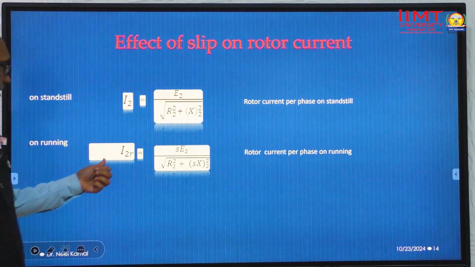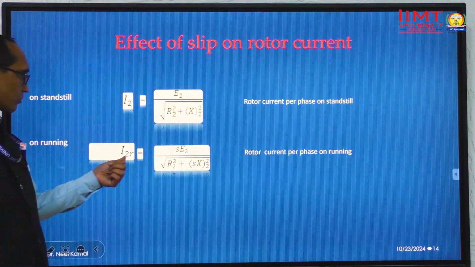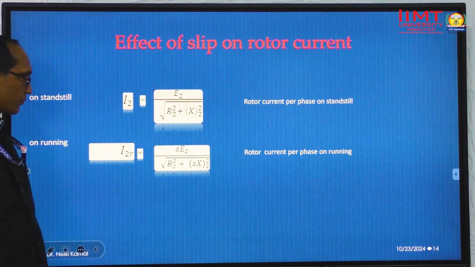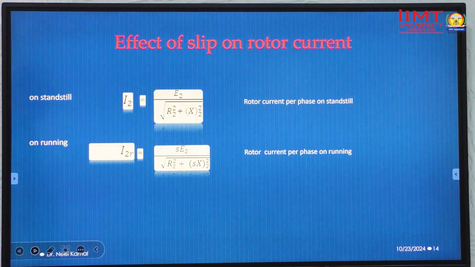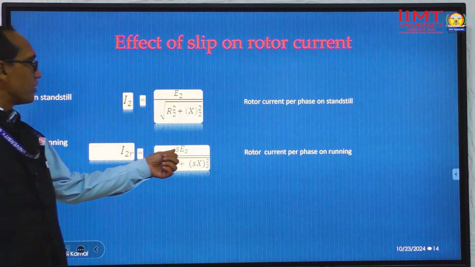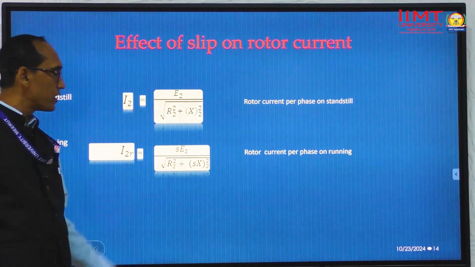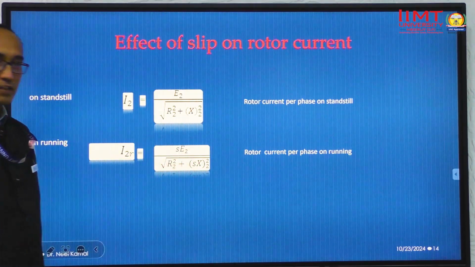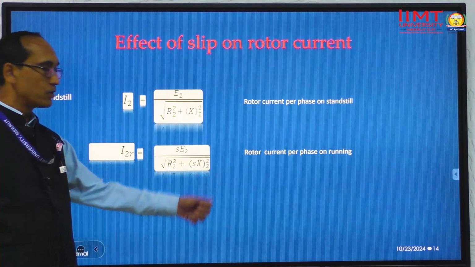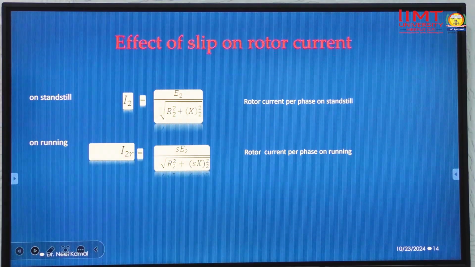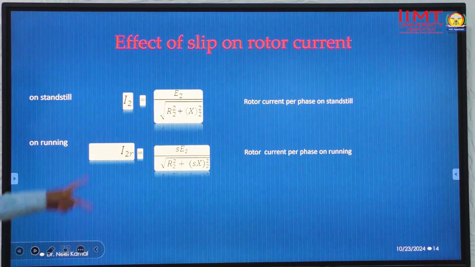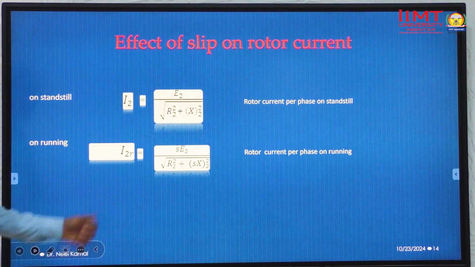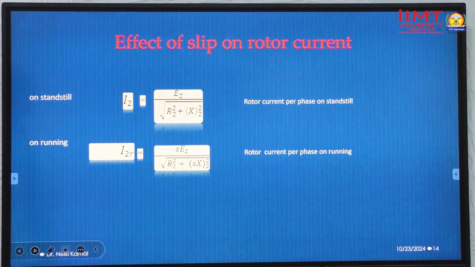And on running condition, we are using here the terminology: 2 means rotor system, and R for running condition. So I2R means rotor side current at running condition. So we can say E2R upon Z2R. And what is the value of E2R here? As per our previous slide, it is S into E2. And what about Z2R? Z2R is the square root of R2 square plus SX2 square. So this is about the rotor current at running condition. So these are the two equations: one is used for the rotor current at standstill condition, and the second is the rotor current at running condition.